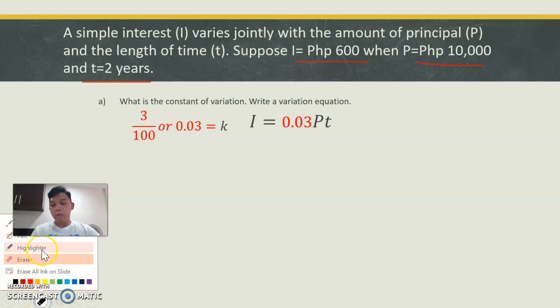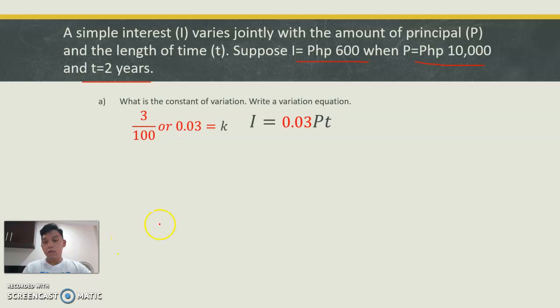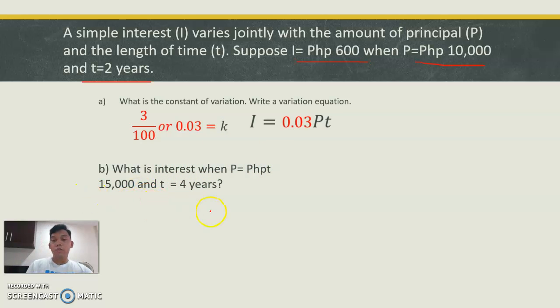Now let's find what is being asked in letter B. What is the interest when the principal amount is 15,000 for 4 years? Interest is being asked, so just replace the P and the T.